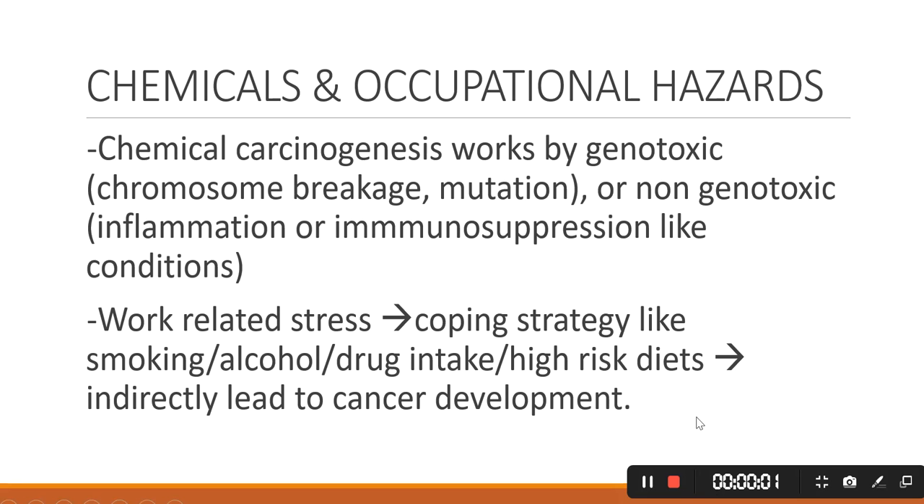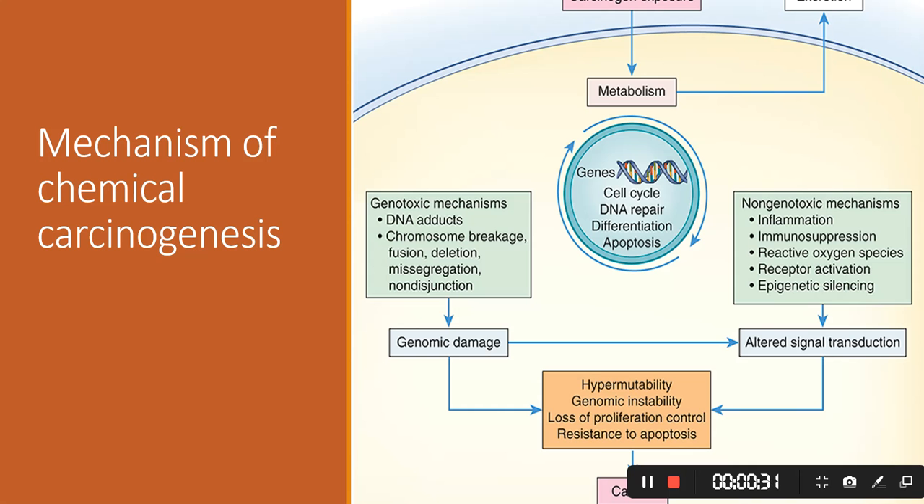So what are the work related stress? There can be coping strategies like smoking, alcohol, drug intake, or high risk diets. Now what can happen is, if you have a lot of stress at work, you will develop a way to cope with all the stress. So either there will be drinking or smoking or any other high risk diet, and that can indirectly lead to the development of cancer, okay, because of the work stress and the coping mechanism.